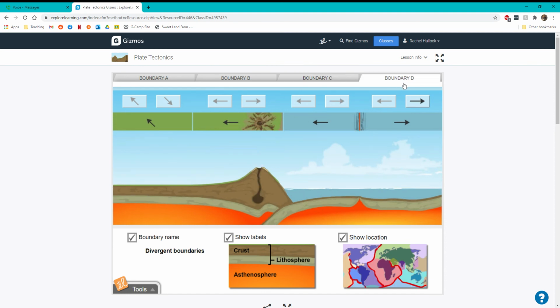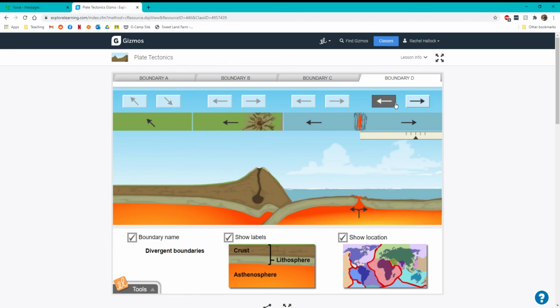Great, and the last one, boundary D. This is a divergent boundary. And in this case, we're going to be looking over here. And we can see that the plate is moving to the right on the right, and to the left on the left, so they're moving away from each other.